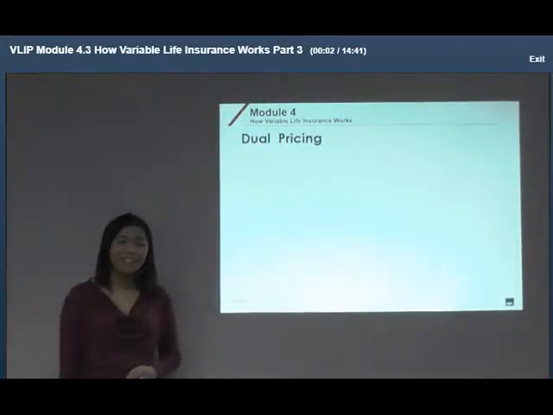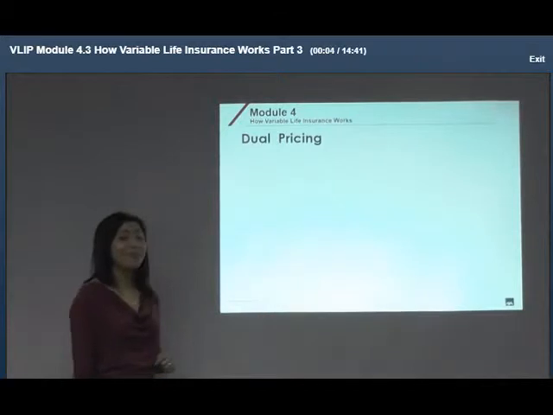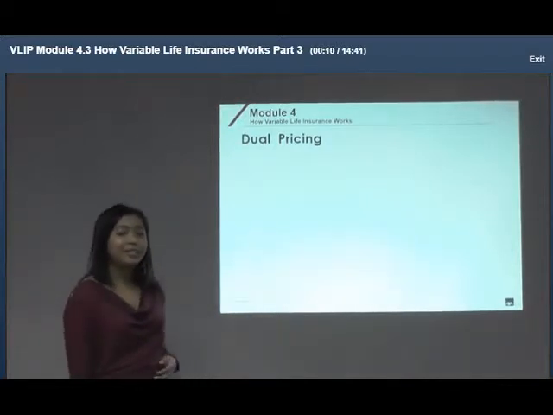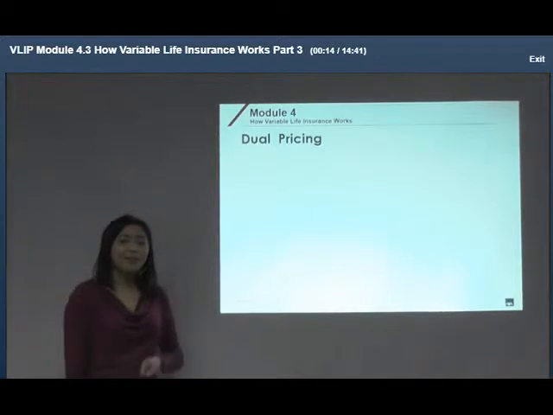Now, I will teach you how to compute for the number of units that the client will have using the dual pricing methodology. Similar to the single pricing method, we also have two different types of methodologies in calculating for the number of units that the client will have. Again, this is method A and method B. Let's focus on method A first.